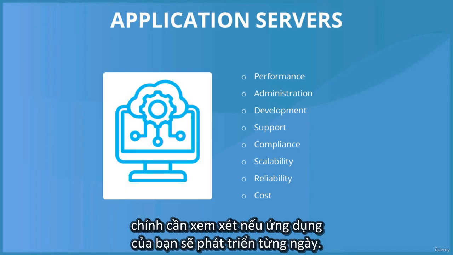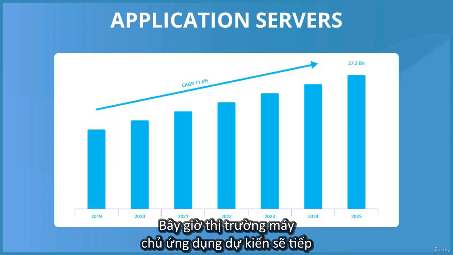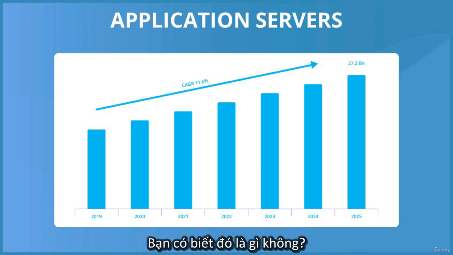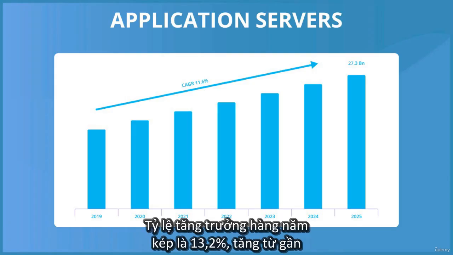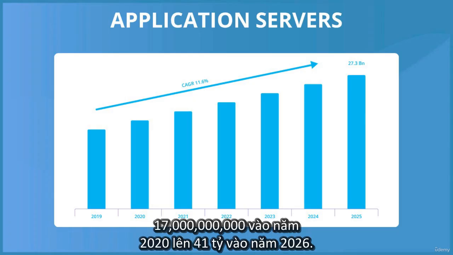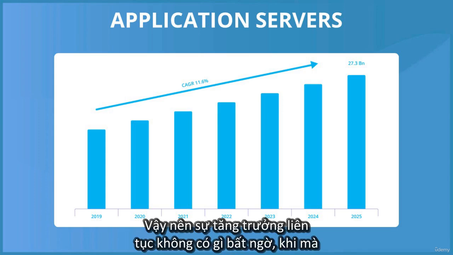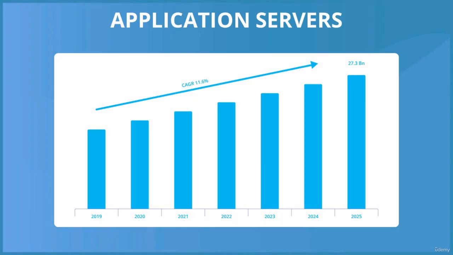Now, the application server market is expected to continue to grow at a CAGR. Do you know what that is? Compound annual growth rate of 13.2%, rising from nearly $17 billion in 2020 to $41 billion by 2026. So continued growth is no surprise, though, as internet connectivity and reliance on applications continue to grow.